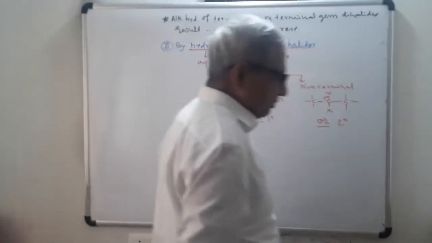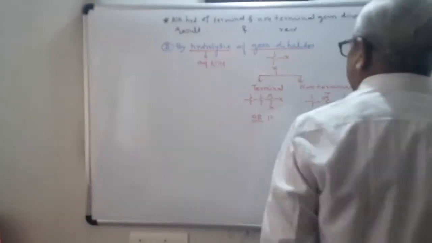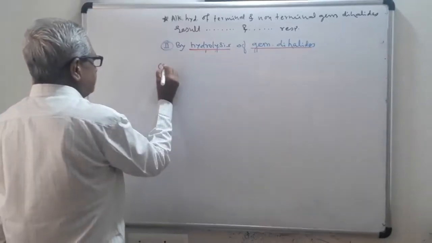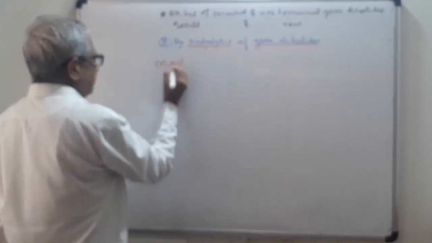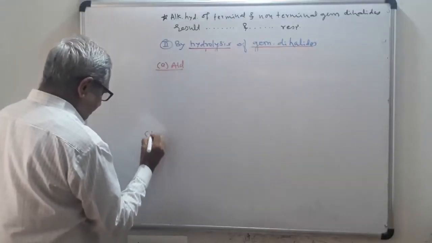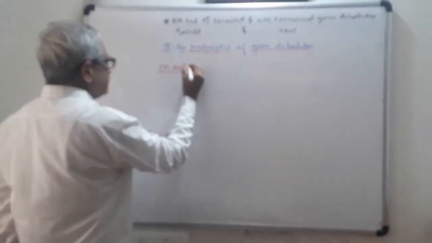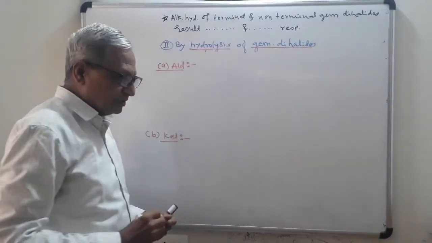So now I will make two parts here. A part is the preparation of aldehyde and B part is the preparation of ketone. So give the title: A part aldehyde, B part ketone. Preparation of aldehyde, B part preparation of ketone. Step by step I will explain two methods here.